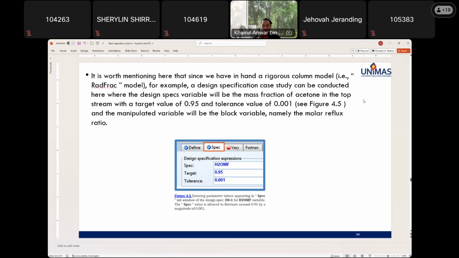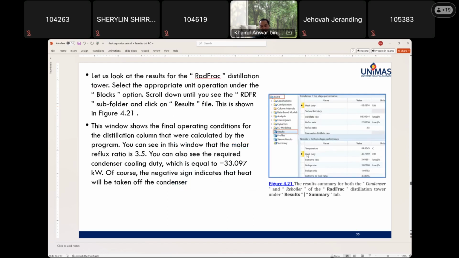Okay, this is just information. If you want to conduct design spec and optimization, the variable would be the mass fraction of acetone in the top stream with a target value of 0.95 and tolerance of 0.001. So here instead of H2O, change it to ASPEN. The manipulated variable will be the block variable, namely the molar reflux ratio.